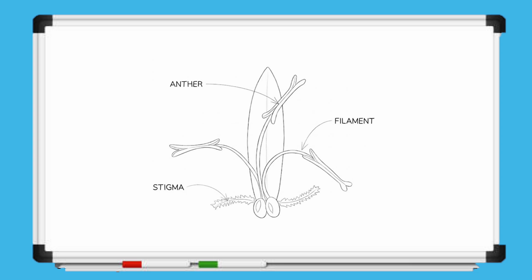For the stamen, which is the male reproductive organ, draw the filament as a thin stalk that supports the anther. The anther usually has 2 lobes, so sketch it as 2 oval-like sacs side by side. You can lightly indicate the internal pollen sacs if you want to show a cross-section.